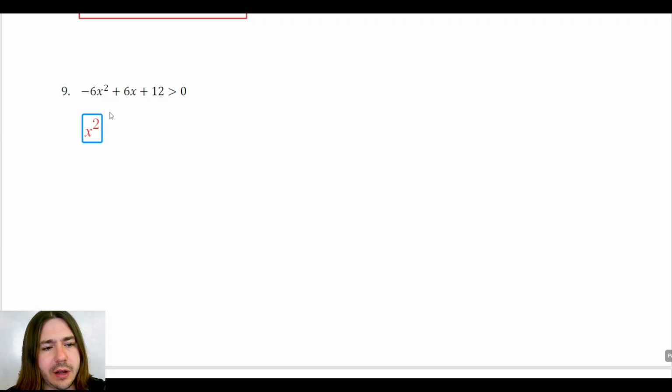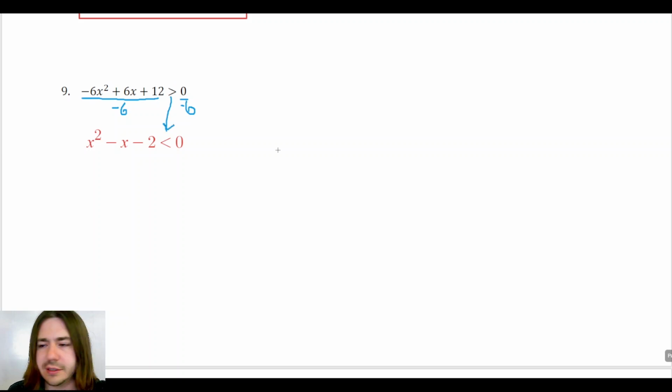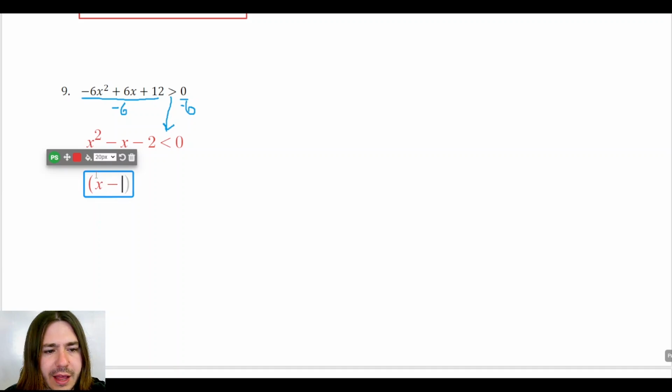So we're going to get x squared minus x minus 2 is less than 0. So just to really illustrate what I just did there, I'm dividing both this side and this side by negative 6. Okay, now when I divide by a negative, I got to make sure to flip this sign. So that's not an error. That's what happens when you divide both sides of an inequality by a negative. Now I can factor this, and I get x minus 2 times x plus 1.